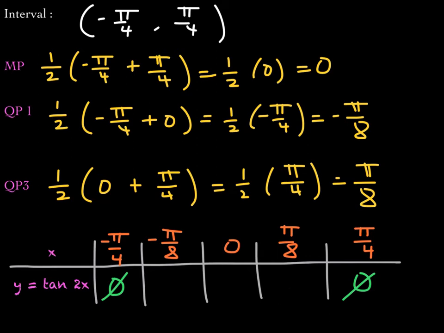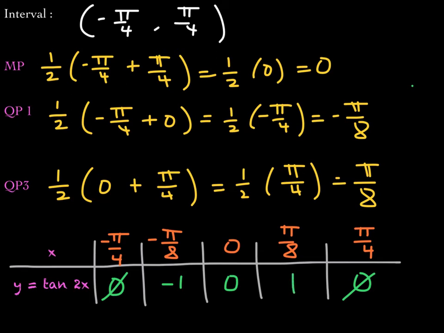All right, so let's do it. When we plug in negative pi over 8, right here, 2 times negative pi over 8, you can do this arithmetic, you will find that 2 times negative pi over 8 is negative pi over 4. And tangent of negative pi over 4 is negative 1. 0 would be easy arithmetic because 2 times 0 is 0, and tangent of 0 is 0. Pi over 8 is next. When you plug in pi over 8 right here, 2 times pi over 8 is pi over 4, and tangent of pi over 4 is positive 1. So there we have it.